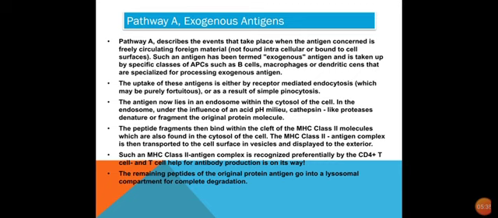Such an antigen has been termed exogenous antigen and is taken up by specific classes of antigen-presenting cells such as B cells, macrophages, or dendritic cells that are specialized for processing exogenous antigen. The uptake of these antigens is either by receptor-mediated endocytosis or as a result of simple pinocytosis. The antigen now lies in an endosome within the cytosol of the cell.